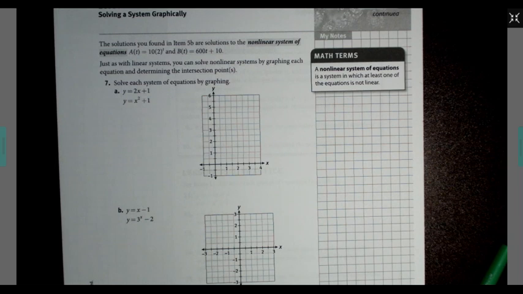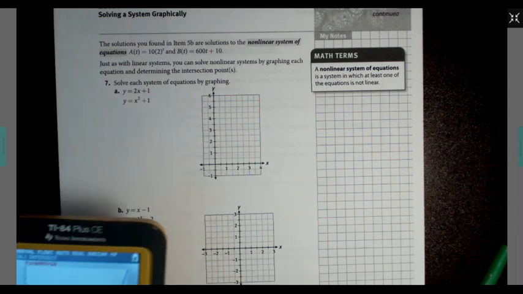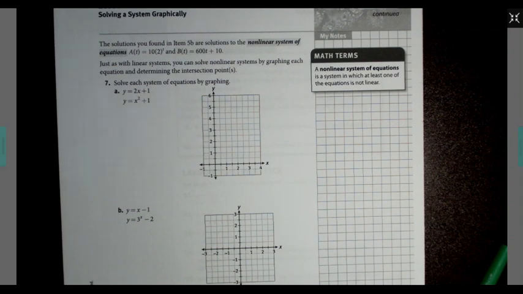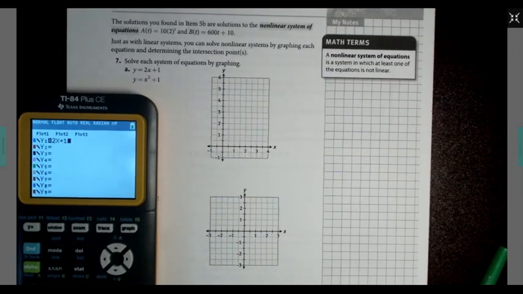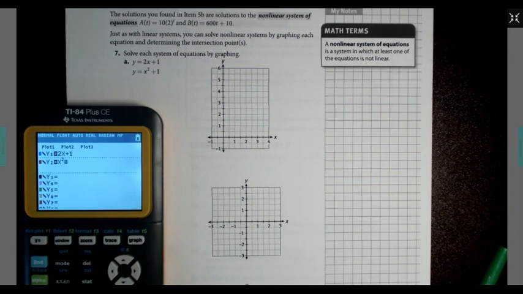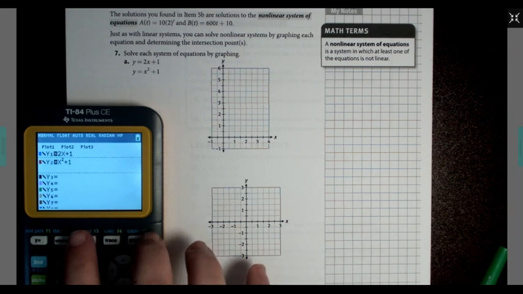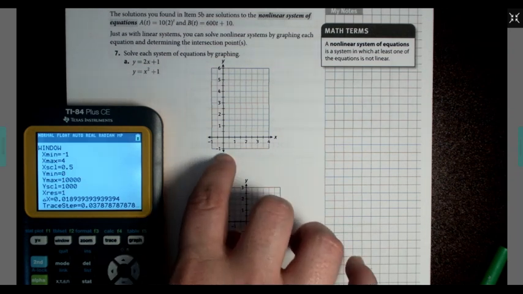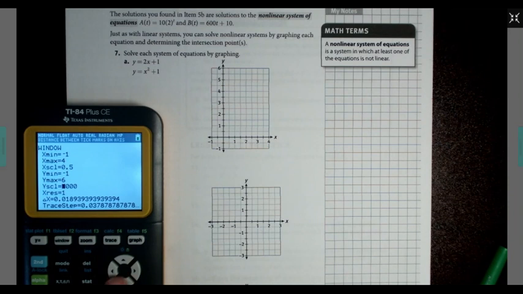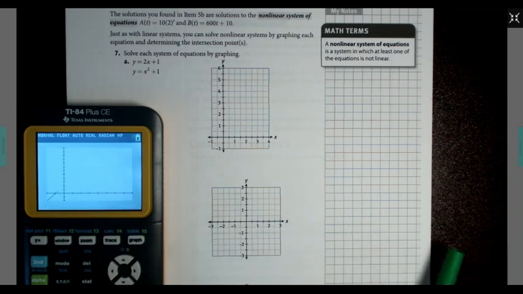All right, so we are going to graph. A nonlinear system of equations is a system in which at least one of the equations is not linear. So we're going to graph these two, and I'm actually going to use a calculator and then transfer them over. So we're going to start off by graphing 2x plus 1 and then x squared plus 1. And I'm going to change my window. I want to go from -1 to 4, counting by 0.5, and then from -1 to 6, counting by 0.5. And we're going to graph those.